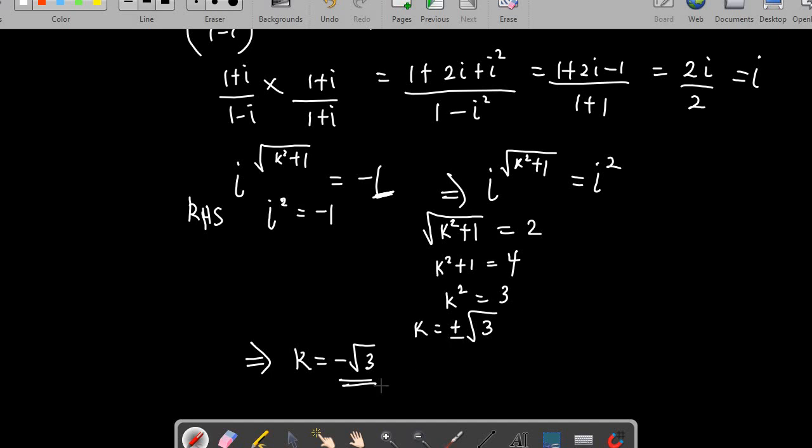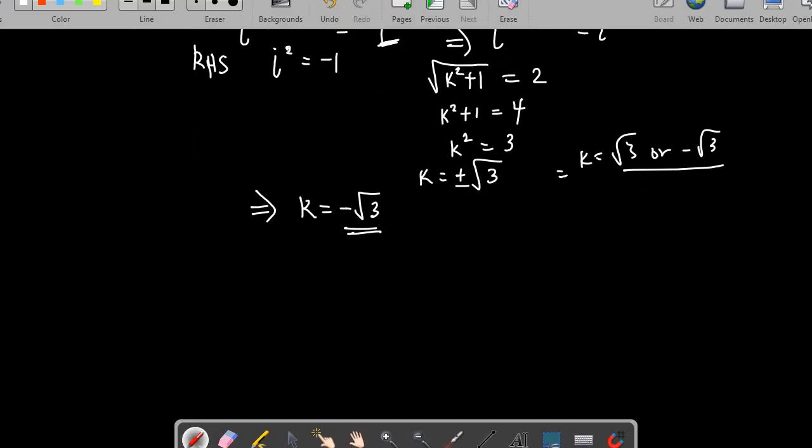It will actually be negative root 3, because your answer is root 3 or minus root 3, but we're looking for the lowest possible value. So your answer will be negative root 3. Now to the last question.